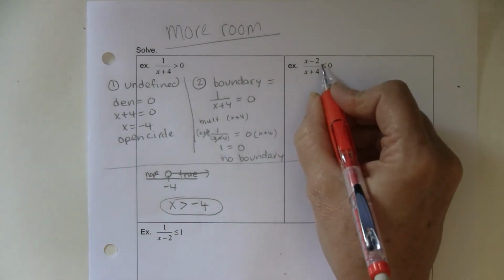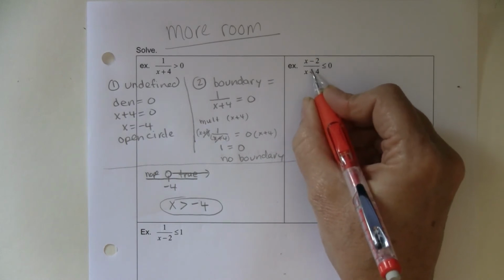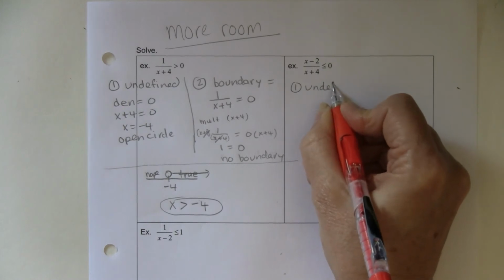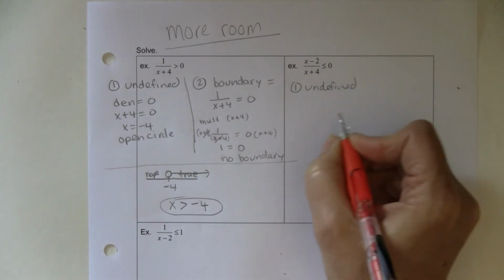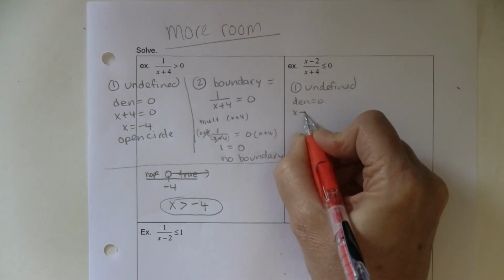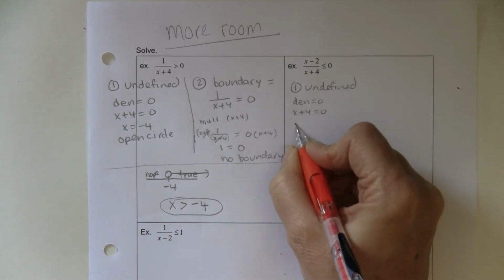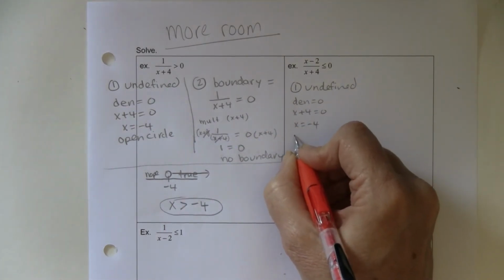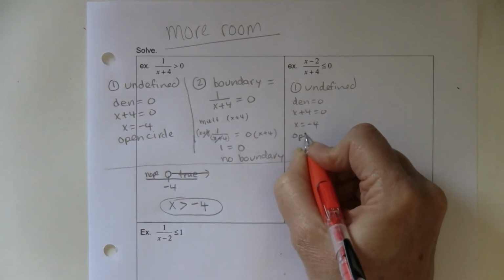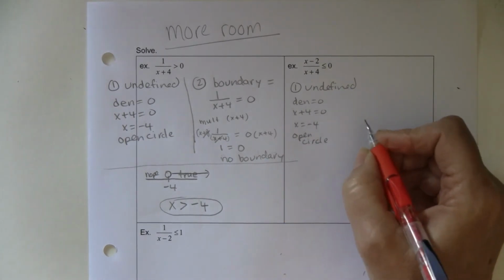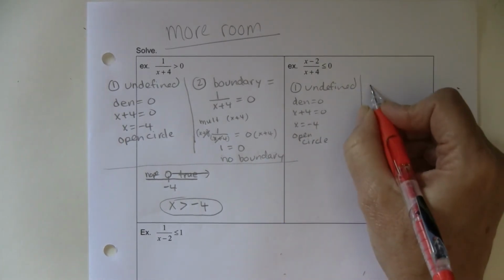Okay, so step 1, because this is, again, a rational inequality, is to look at where it's undefined. And that's where the denominator equals 0, at x plus 4 equals 0. So that's at x equals -4, same as this one. And so this will be an open circle when I put it on my number line at -4.